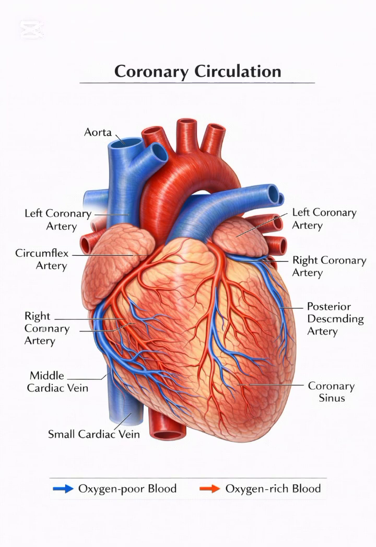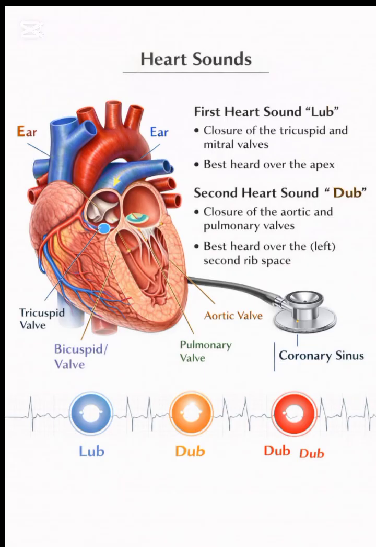AV valves open. Systole, contraction: atria contract, ventricles fill completely. Ventricles contract, blood ejected. Semilunar valves open. One complete cardiac cycle lasts about 0.8 seconds in a normal adult.